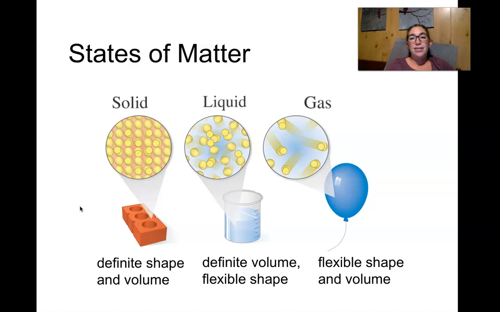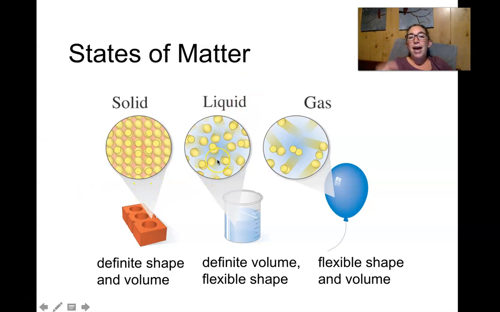So matter can exist in different physical states, and the three main physical states are solids, liquids, and gases. And the thing that makes those states different is actually the arrangement of atoms in those states. So in a solid, the atoms are packed really closely together, and they might be wiggling just a little bit, but they're not rolling around. They're not really moving. They might be vibrating, but they're really packed tightly together. And that's why solids have a defined shape and a defined volume. They are sort of stuck in that shape, and their volume doesn't change.